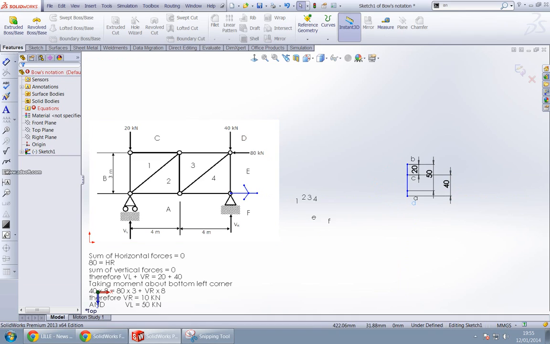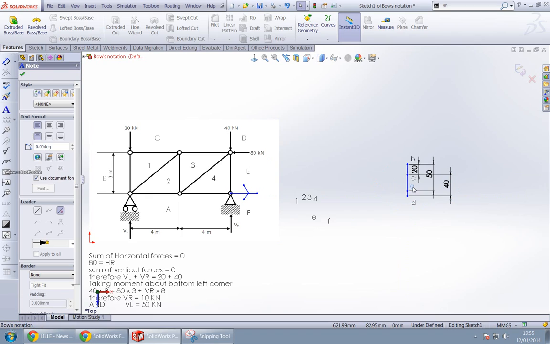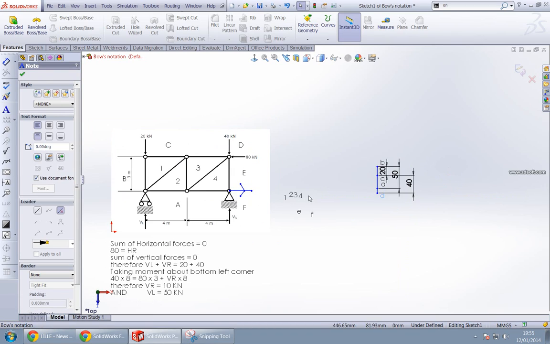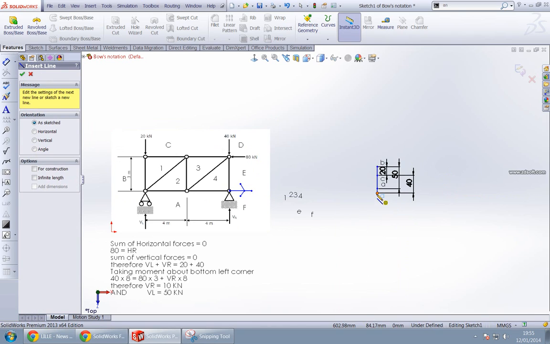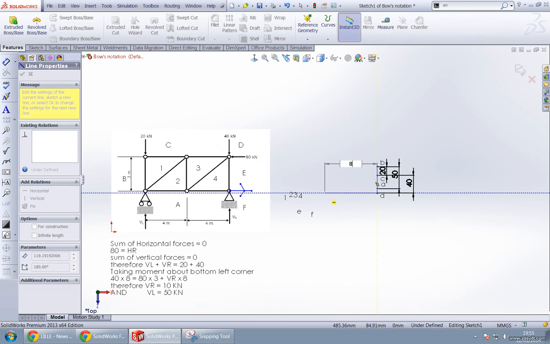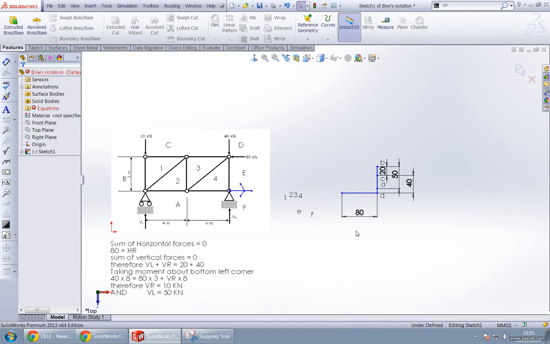So D would be here. Let's put it a bit more up so it would be more clear. And now we have to go from point D to point E with 80 kilonewton to the left. So we draw an 80 millimeter line to the left. Very simple. And now we mark that as point E.